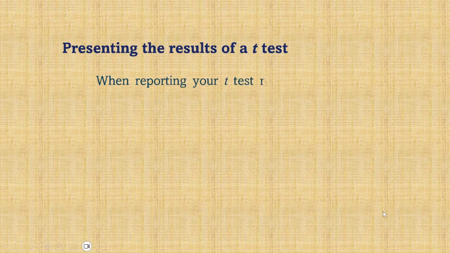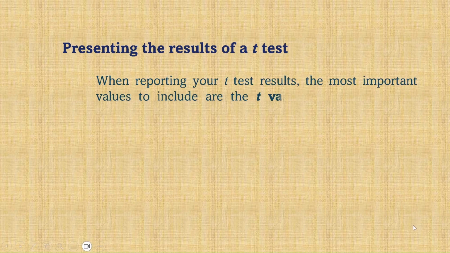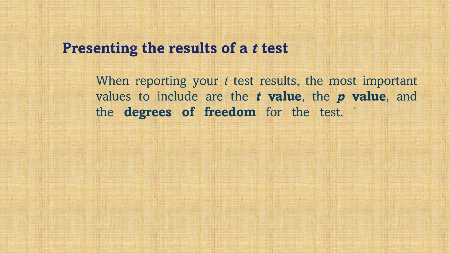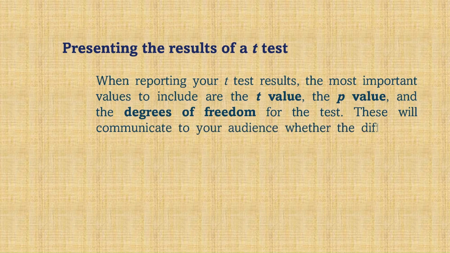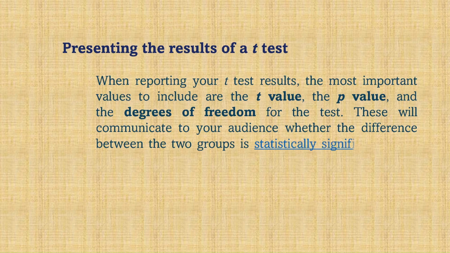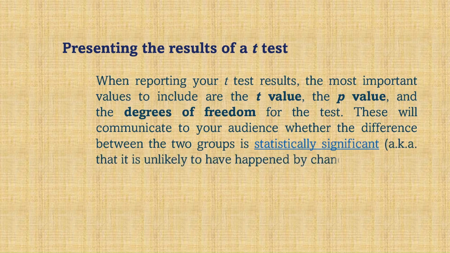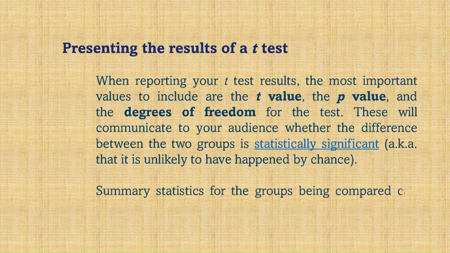Presenting the results of a t-test. When reporting your t-test results, the most important values to include are the t-value, the p-value, and the degrees of freedom for the test. These will communicate to your audience whether the difference between the two groups is statistically significant, aka that it is unlikely to have happened by chance. Summary statistics for the groups being compared can also be included, like mean and standard deviation.